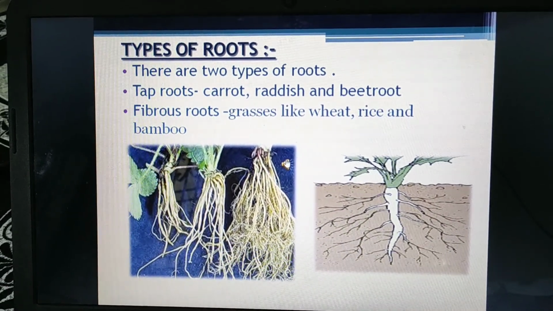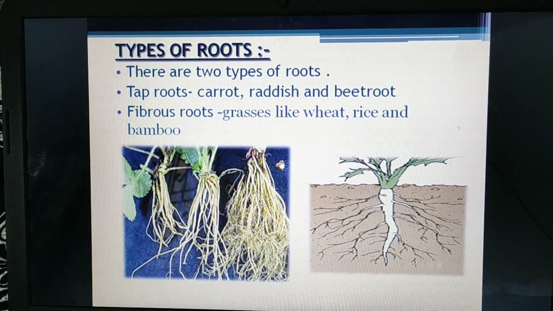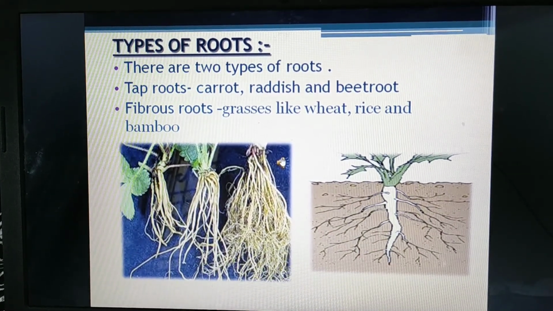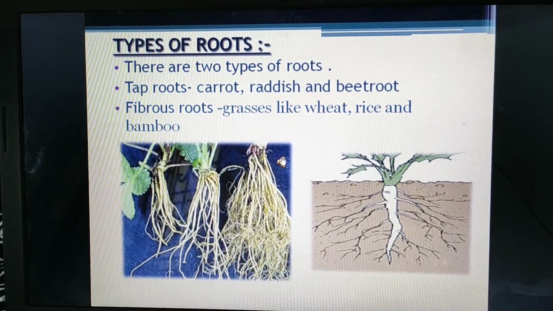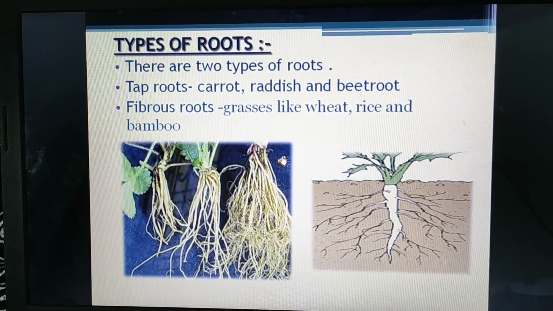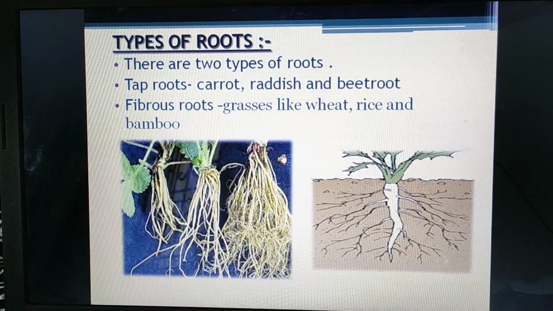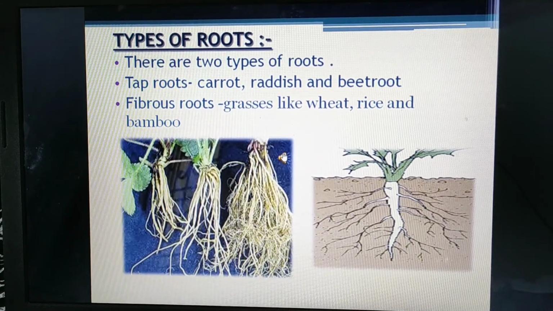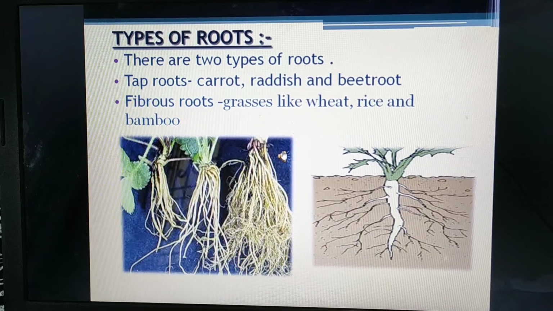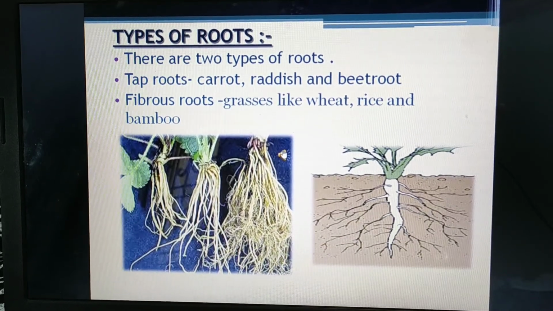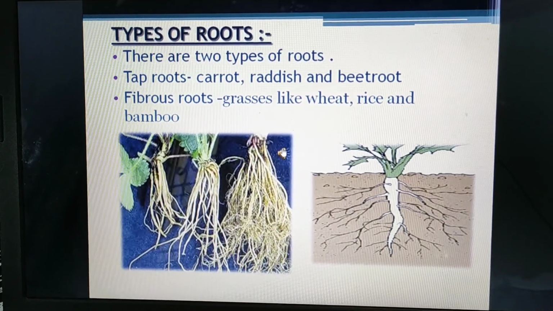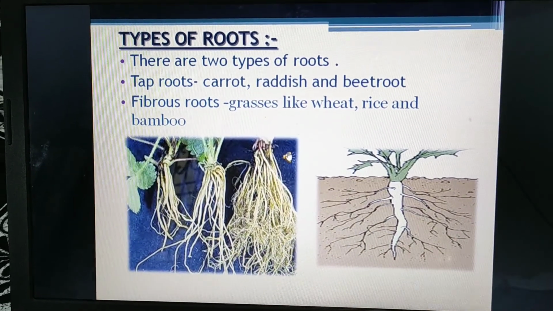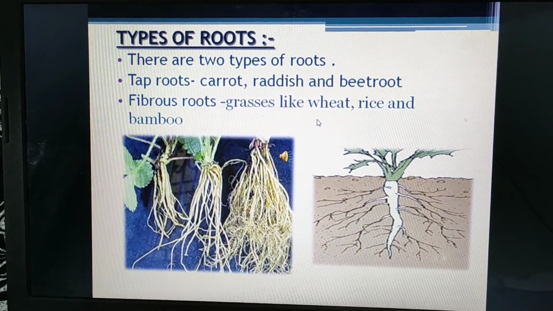Types of roots. There are two types of roots, tap roots and fibrous roots. You can very easily see tap roots in carrot, radish and beetroot. When you see them, you will see that there is a main elongated root coming down. And fibrous roots, you can see this kind of roots in grasses like wheat, rice and bamboo. These grasses are in a bunch.